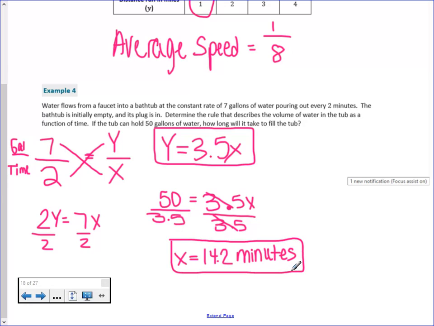That's kind of a long time. I don't know how big my bathtub is, but I don't think it takes that long.